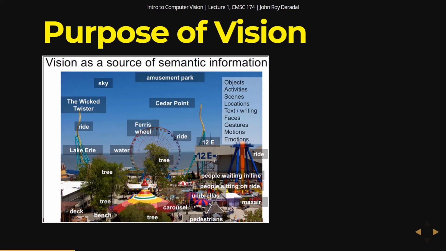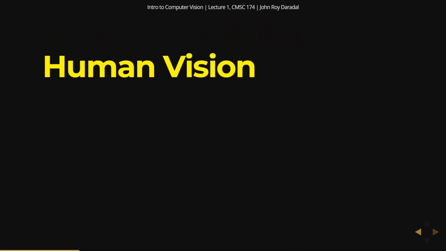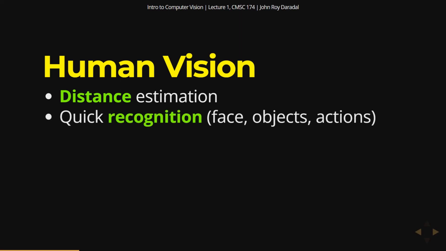Okay, so those are the two main purposes of vision, as a measuring device and for semantic information. Okay, so for the human vision, we use it to estimate distance. Okay, how far is an object, especially if you're traveling, right? So how far is the other car or the car behind you? So you can estimate that based on your vision.